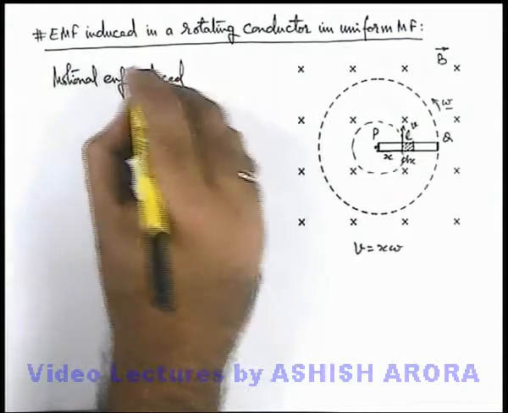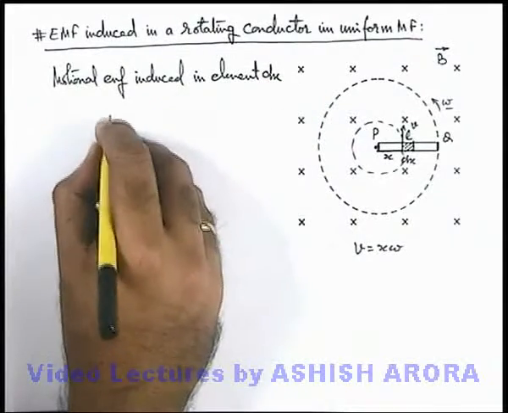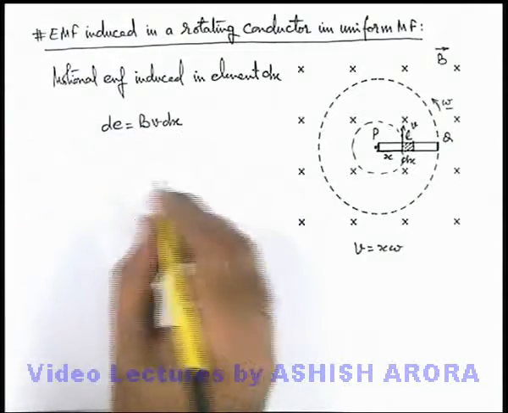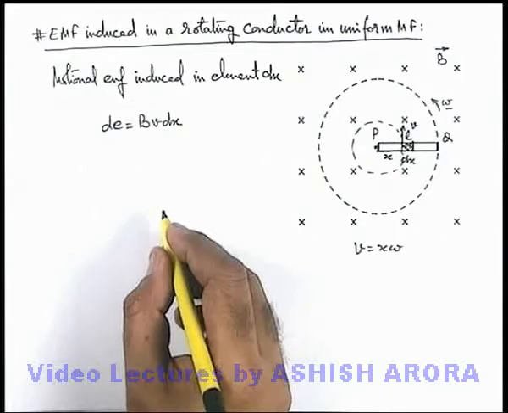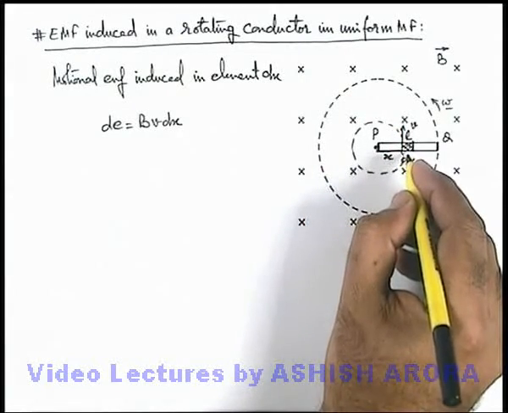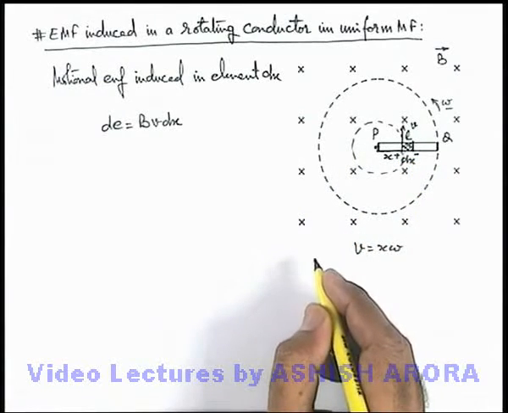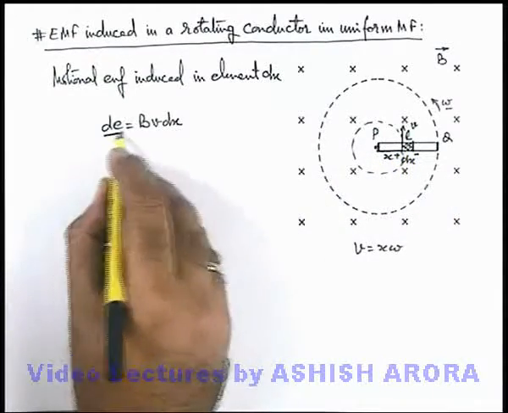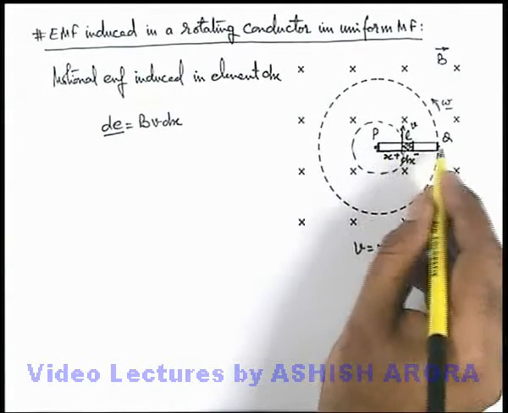we can write the motional EMF induced in element dx as d epsilon, and the value will be B v dx, as we know motional EMF is Bvl. So here in the element of width dx, motional EMF is B v dx. And by using the right hand palm rule, we can see that for this element dx, its left end will be high potential and right end will be low potential. Or we can say this element dx will behave like a battery of EMF d epsilon, and several such batteries are connected in series between point P and Q.